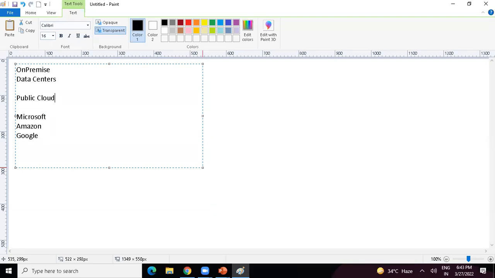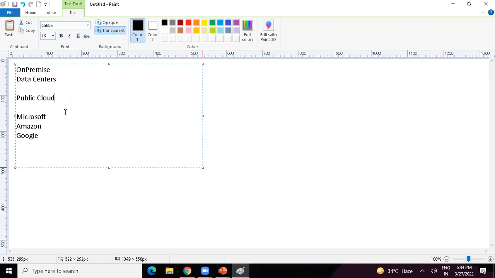As the name suggests, it is open to all. It is open to all the public. A single user can use it. A group of people can use it. A small organization can use it. A big organization can use it. So basically, it is open to all.